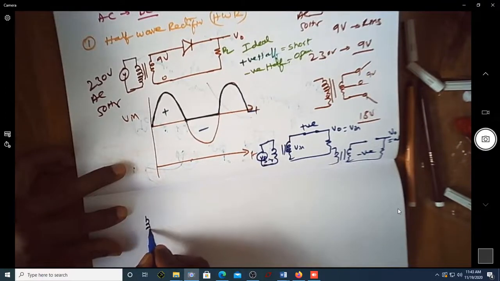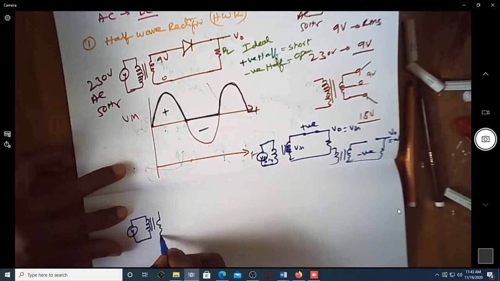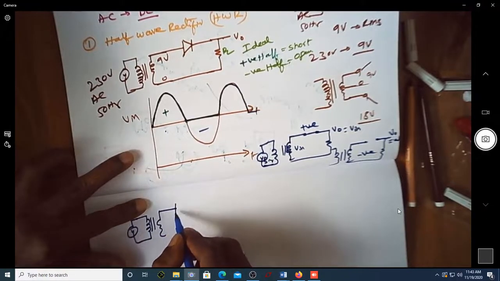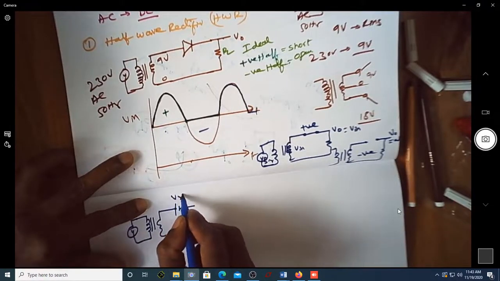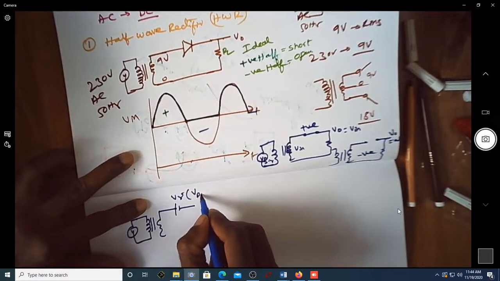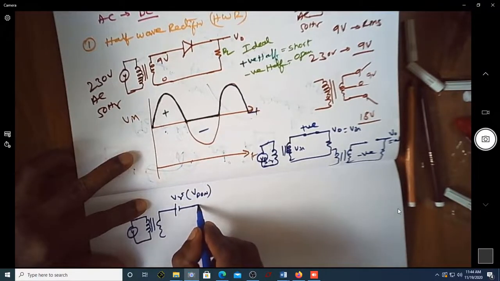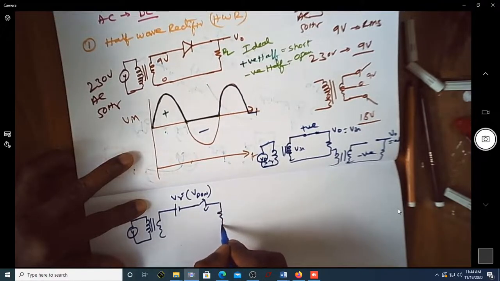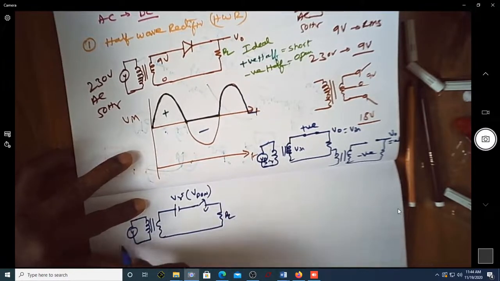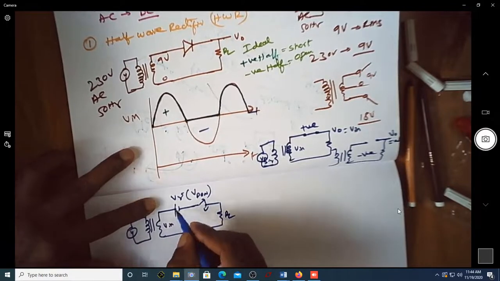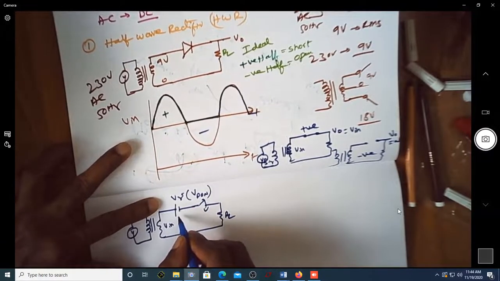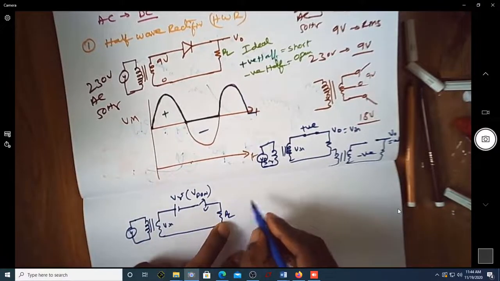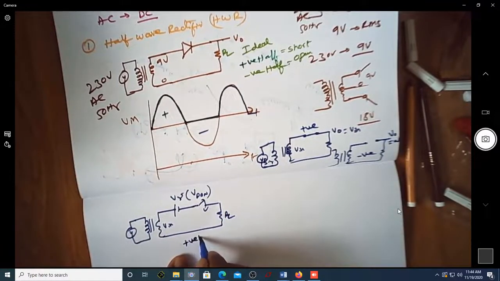So I will have it as positive, negative. This is V gamma, or we call it VD on, when the diode is on, and we'll have the switch which is closed now. So this is now RL. This is your V in, and this is the V gamma. So this is closed when it is the positive half.